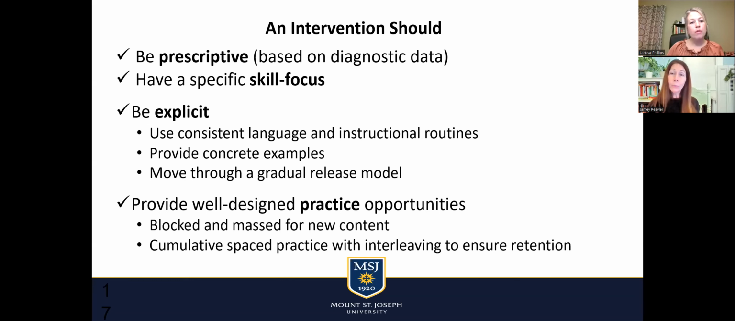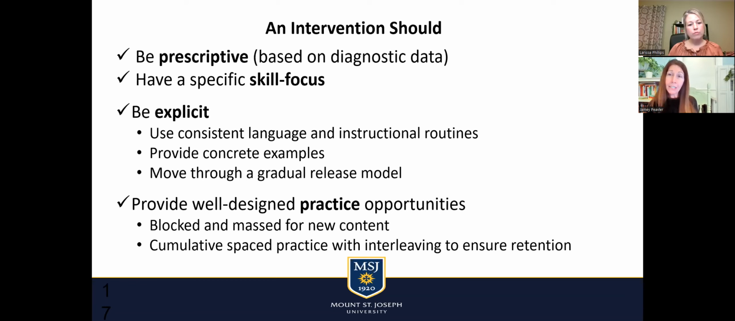And then when we're delivering that instruction, using that gradual release of I do, we do, you do is essential, because we, again, don't want the focus to be on understanding the task. We want it to be on the skill. We need to make sure that we're providing intentional practice opportunities. And this is an area of interest for me. So we'll talk a little bit about different types of practice.